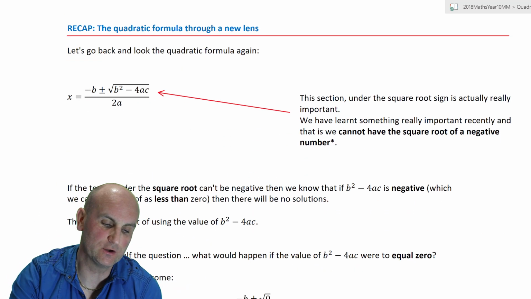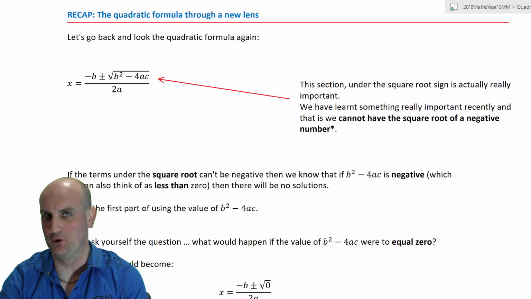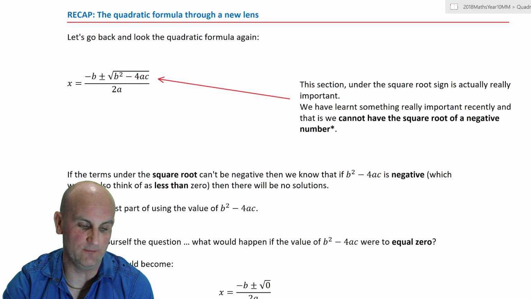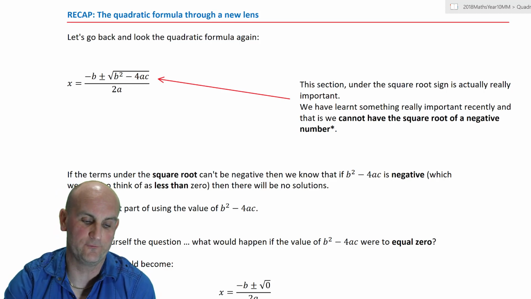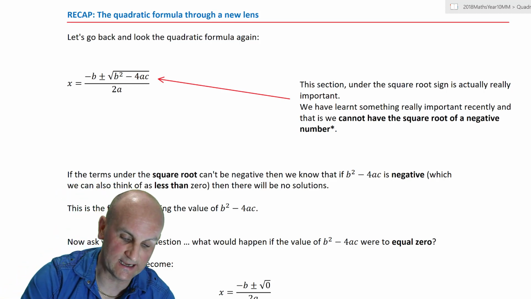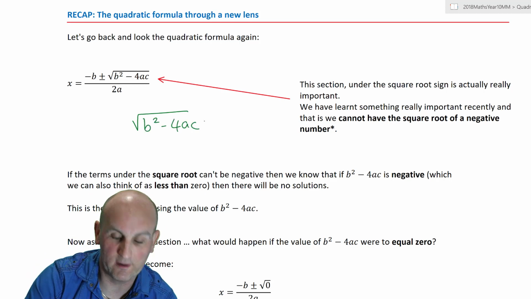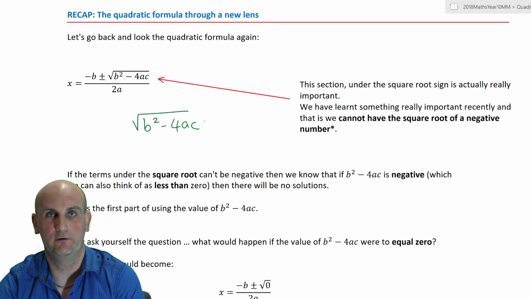But let's look at this quadratic equation through what I call a new lens, which is quite funny because this is the first video, once again, where I've come back onto the camera. If we look at that quadratic formula, we see something that's probably the most important: this b squared minus 4ac under the square root sign.